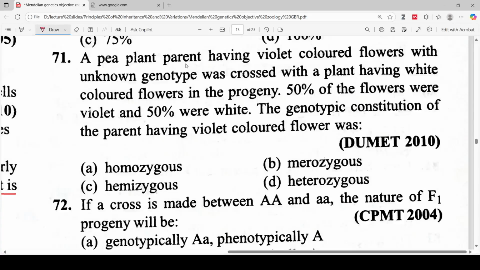A pea plant parent having violet colored flowers with unknown genotype was crossed with a plant having white colored flowers. In the progeny, 50% of the flowers were violet and 50% were white. The genotype constitution of the parent having violet color flowers was. Option D will be the correct answer.